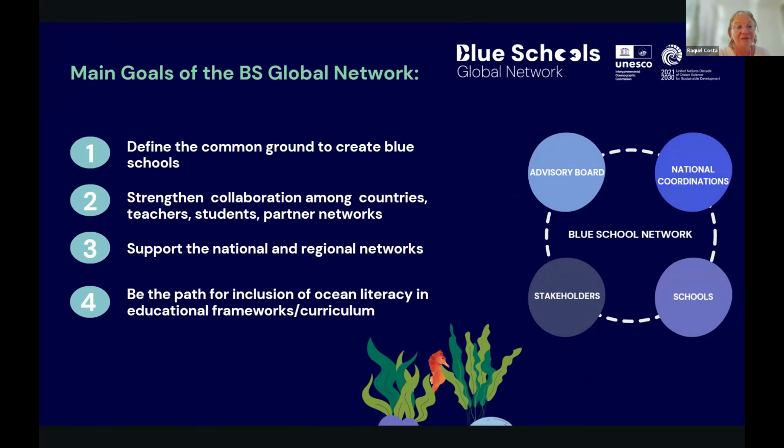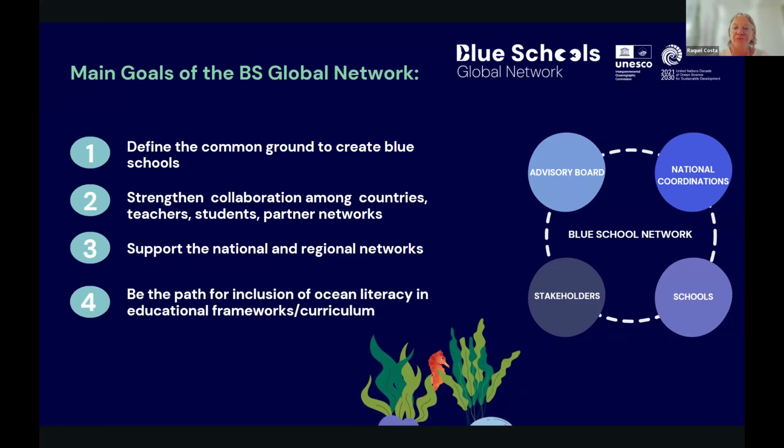Well, the main goals for the Global Blue School we can synthesize in four main goals. First, to set a clear idea of what being a blue school means, because we already have some national Blue School coordinators established, but we need to have a common ground for everyone. The second is to boost teamwork across countries, between schools and ocean partners. Third, to support local teams that bring our global goals into their schools. And the last, to make ocean learning a key part of schools everywhere.